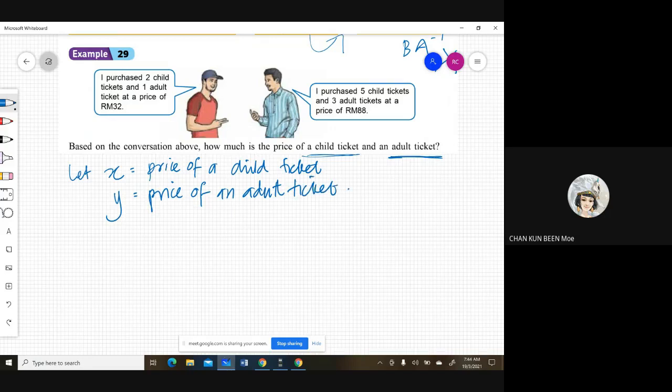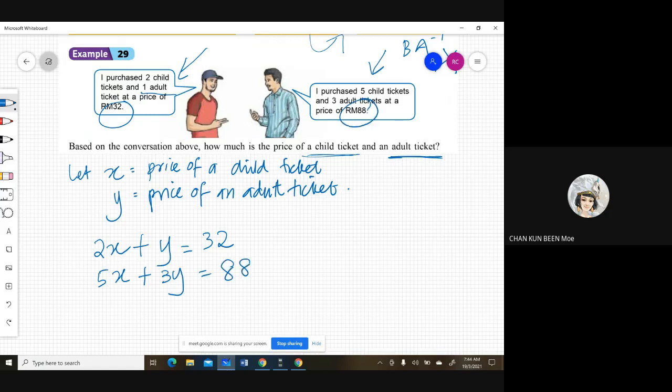From the first conversation, I purchased 2 child tickets. You are going to generate a linear equation from there. 2 child tickets means 2x, and 1 adult ticket means plus y, equal to the price of 32. So we form the equation already. Now we look at the second statement. I purchased 5 child tickets, so 5x, plus 3 adult tickets is 3y, at a price of 88. Make it equal to 88.